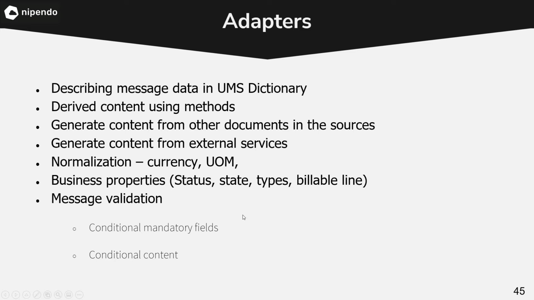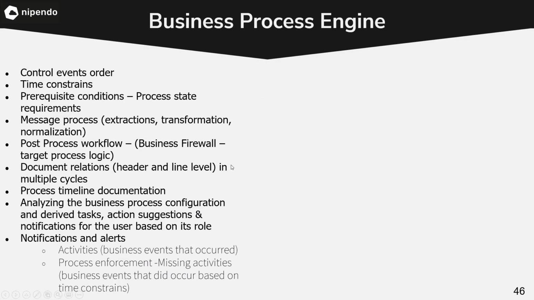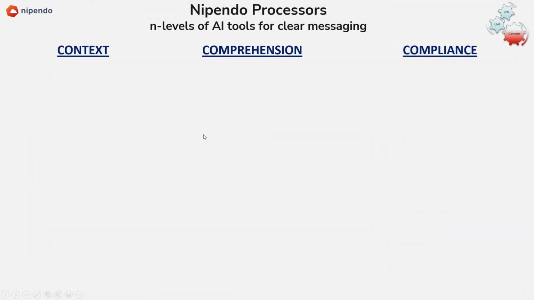That's what adapters do. Then it gets to the processors, and this is where it gets very interesting. Processors are doing things around sequencing, making sure there are prerequisite conditions, that there's a process around those, and a workflow. There might be some document back and forth and multiple cycles there, and basically processing the document for understanding it at its deep level. What we mean by that is the different levels at which our bots get involved, around this concept of communication, context, comprehension, and compliance.